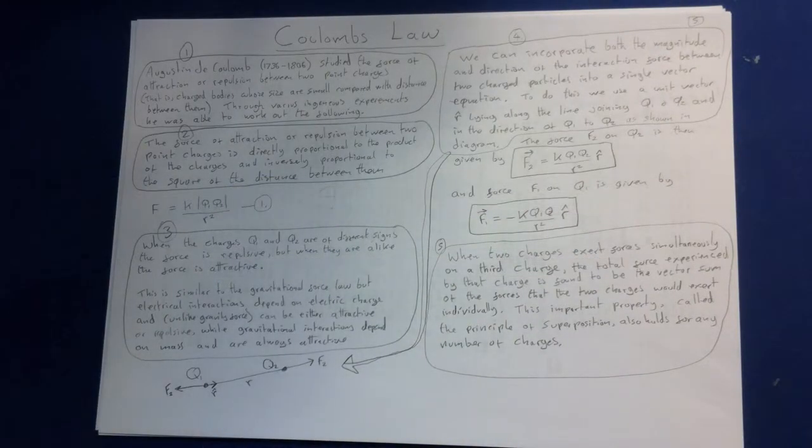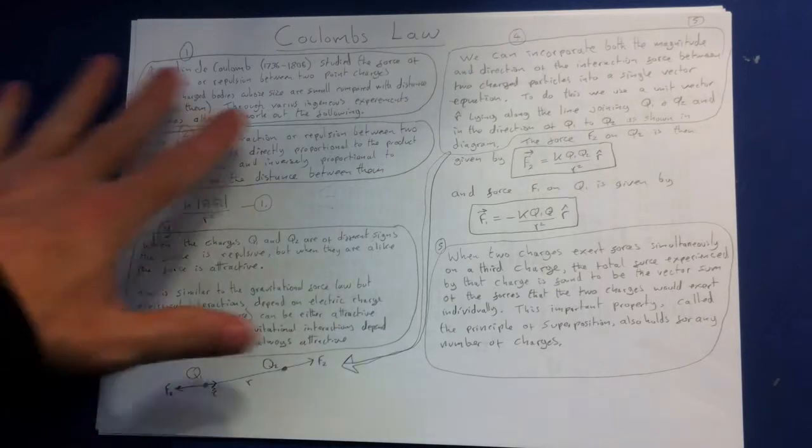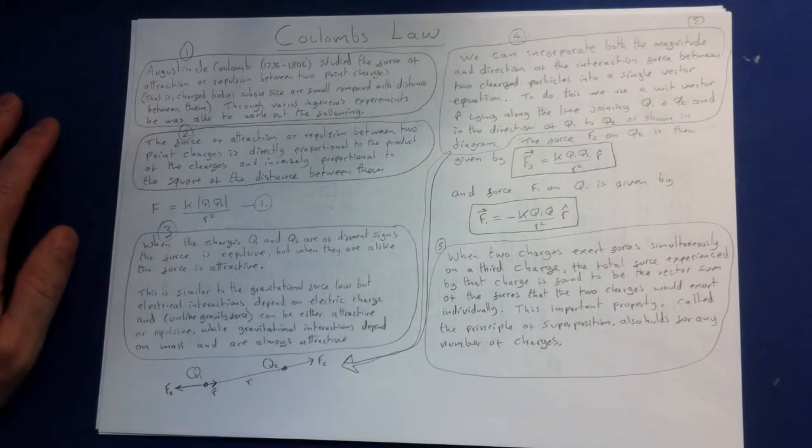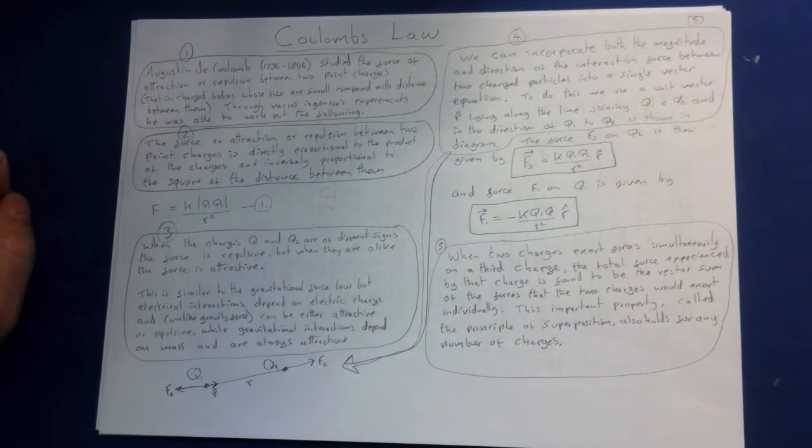Okay, the next thing we're going to talk about is Coulomb's law. So again, I'm going to read through these points here, and then I'll go through them in a bit more detail. Just reading box number one here: Augustin de Coulomb, 1736-1806, studied the force of attraction or repulsion between 2-point charges, that is, charged bodies whose size are small compared with distance between them. Through various ingenious experiments, he was able to work out the following.